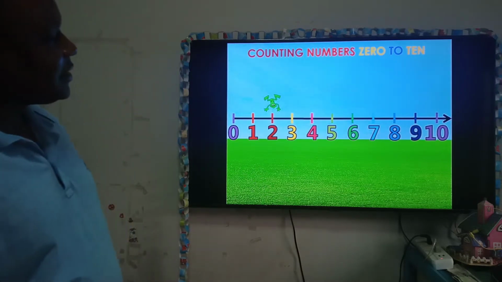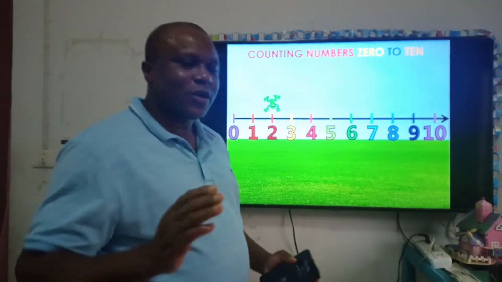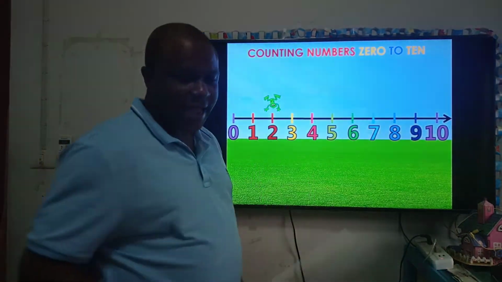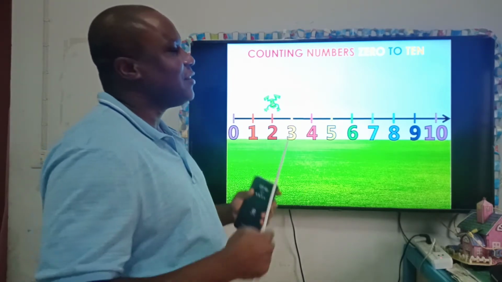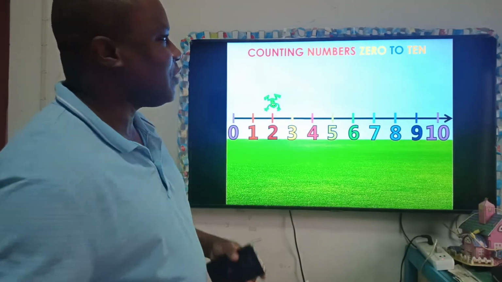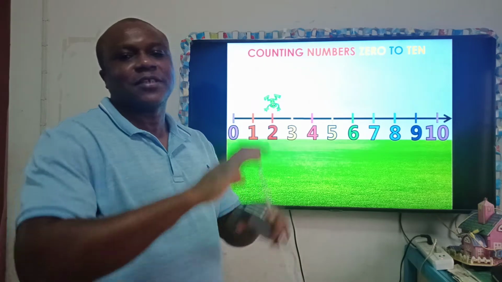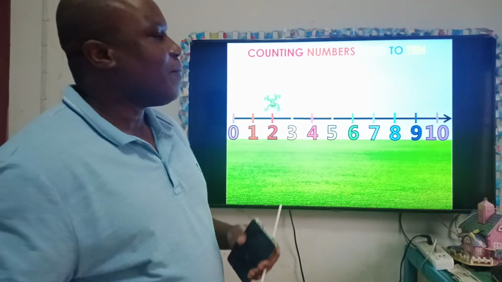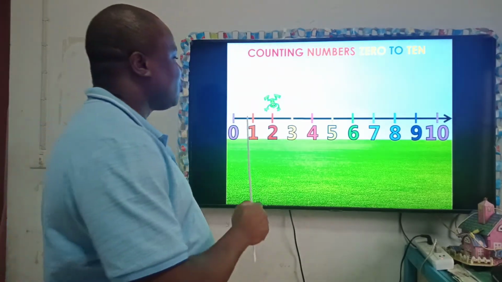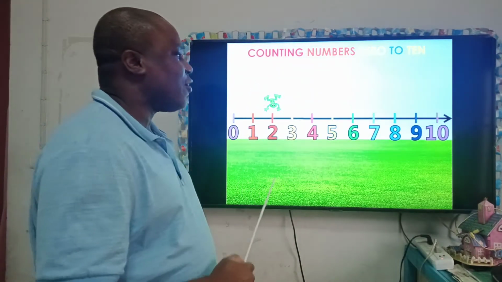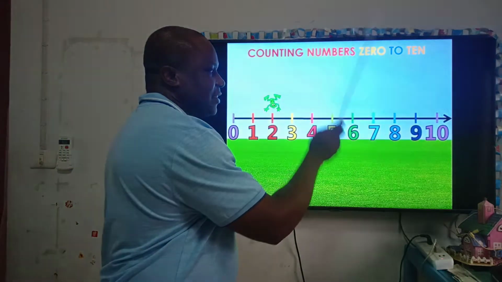So now you can see how we start, because normally we count from 1 to 10. But the reason why I want you to start from 0 is so that you know that 0 is part of the numbers we normally count. So you know the meaning of 0. 0 is what? Nothing. That something is not there, that is 0. But normally we count from 1, 2, 3, 4, 5, 6, 7, 8, 9, 10.